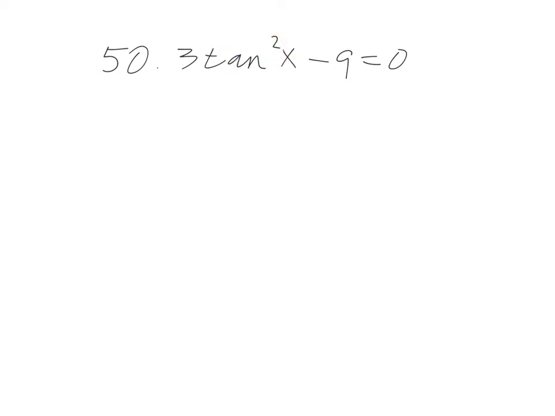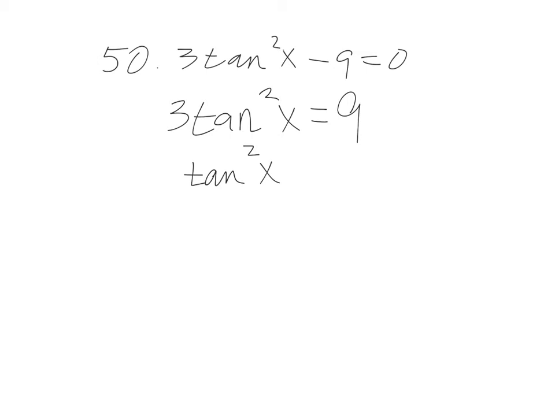Well, first, to get rid of the square root, we have to get this whole term by itself. So we just treat it like a linear equation. We add over 9 and divide by 3. So we have 3 tangent squared x equals 9. Divide by 3 on both sides, so that will give us tangent squared x equals 3.